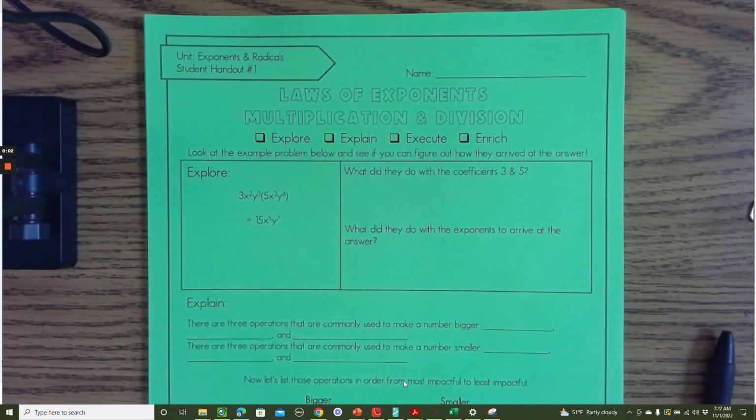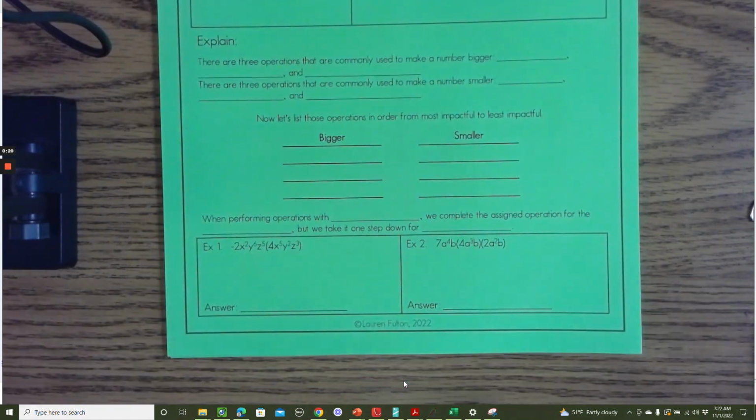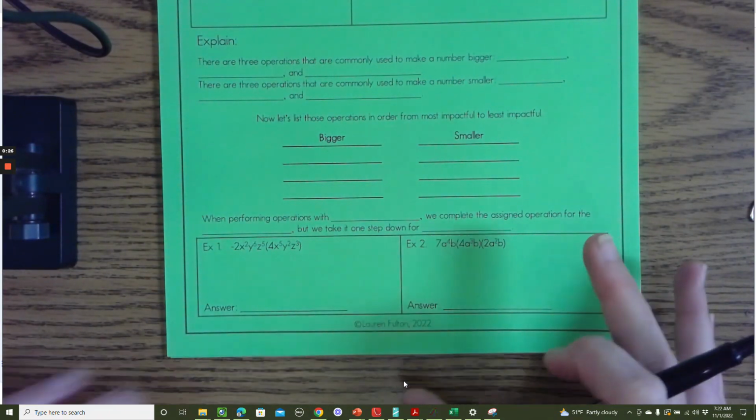This video is for day one of our mini unit. We are going to be looking at laws of exponents today. So what we're looking at is how to simplify expressions with exponents. We're actually just going to skip down here to the bottom and work examples. All right, so on this first page, we are doing just multiplication and division of exponents.